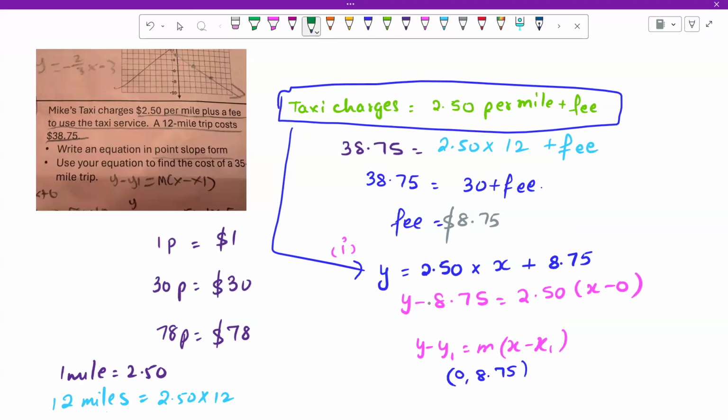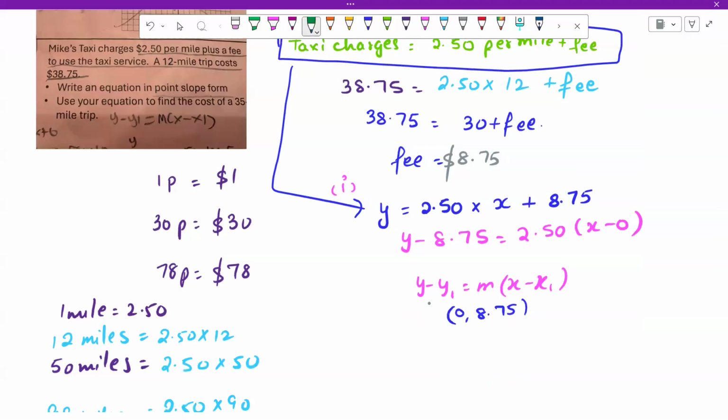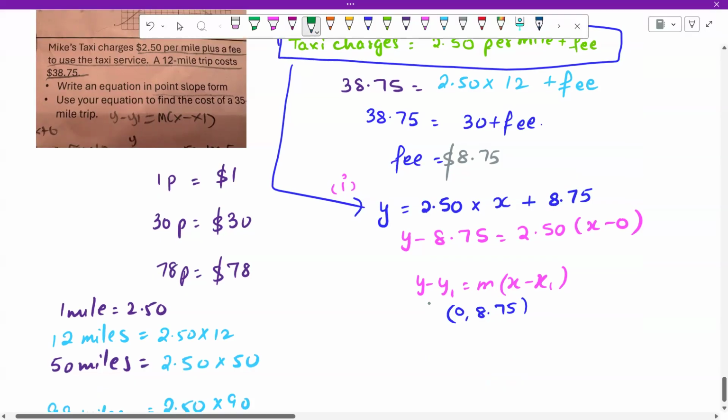Use your equation to find the cost of a 35-mile trip. So here is our equation. They are telling us the cost of a 35-mile trip. Now, which thing is representing miles? Is it x or y? x. So x is 35 miles.